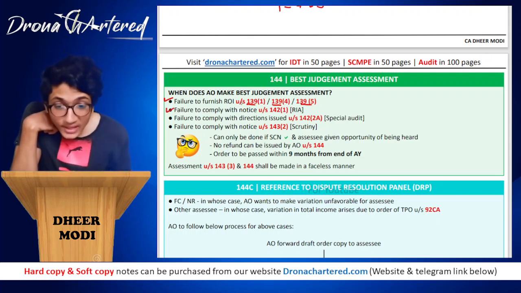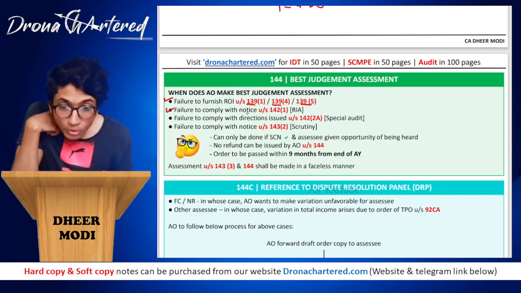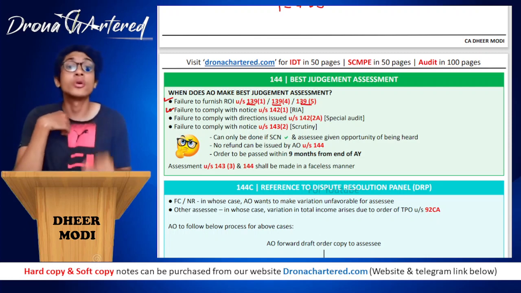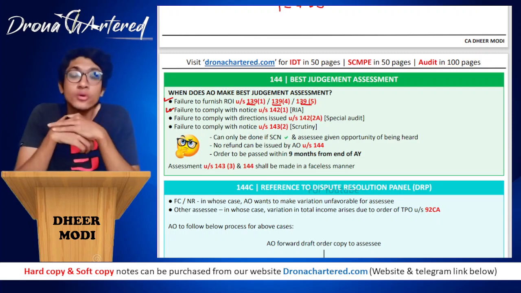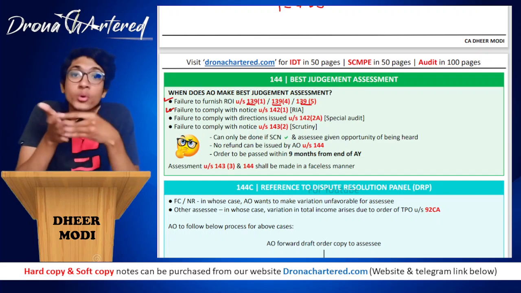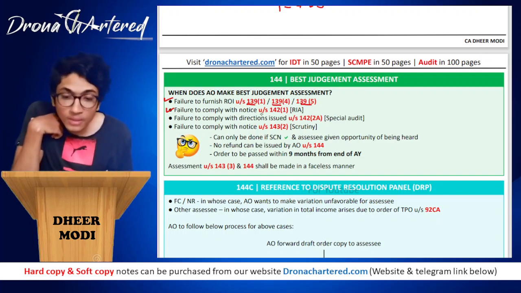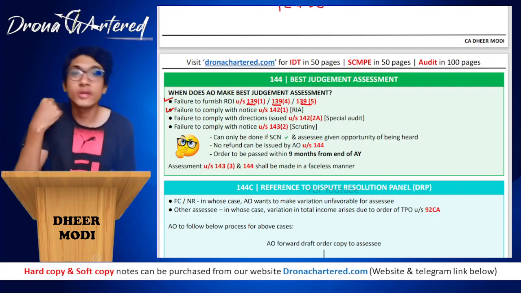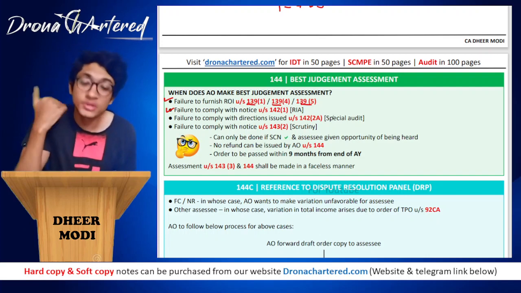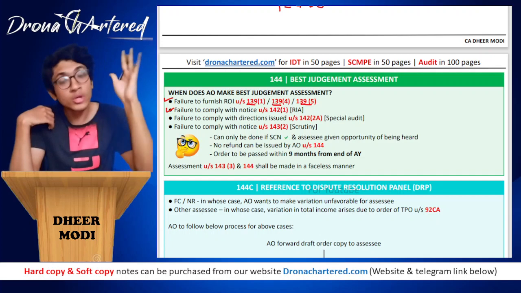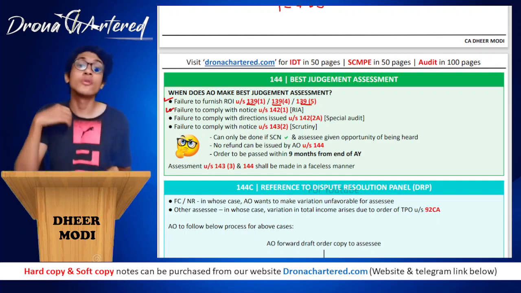Next, failure to comply with notice. Failure to comply with notice under section 142.1. 142.1 is your RIA wala notice. Remember, before doing an assessment, they will give you an intimation. So if there is failure to comply with notice, if you did not give them your books, records, or any information that they have requested, they will do your best judgment assessment as per section 144.